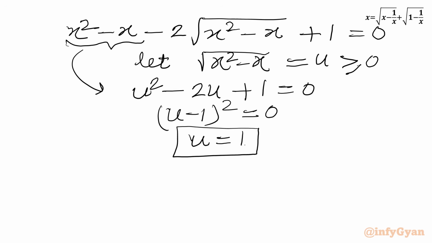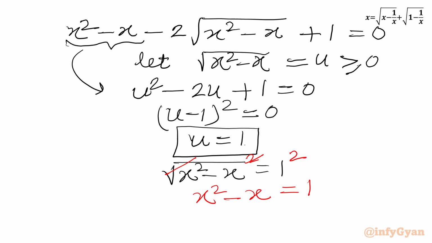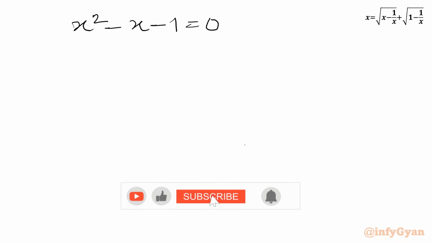Now u is the square root of (x square minus x). So we will write square root of (x square minus x) equal to 1. Now we will square both sides. So let us put power 2, power 2. The square root and the square will cancel. We will write x square minus x equal to 1, or x square minus x minus 1 equal to 0. Now we'll use the quadratic formula. So let me write here x square minus x minus 1 equal to 0.